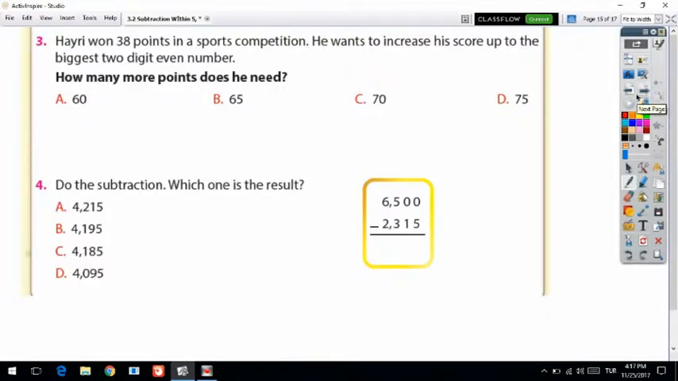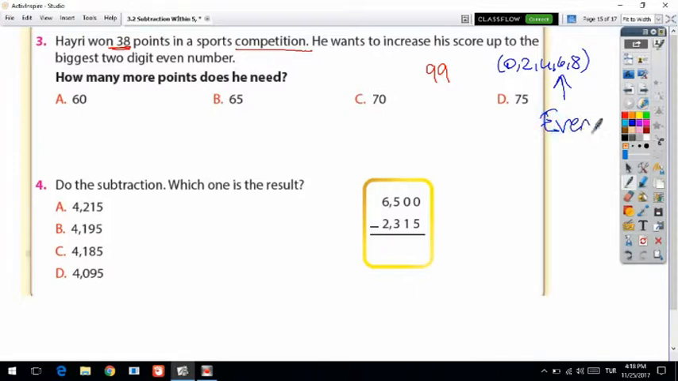Hayri won 38 points in a sports competition. He wants to increase his score up to the biggest two-digit even number. What does that mean? First of all, let's write what the biggest two-digit number is. Is it 100? No, it is less than 100, so I mean 99. Is 99 an even number? No. Why? Because we have a rule to get an even number. Your last digit, your ones digit, must be 0, 2, 4, 6, 8.